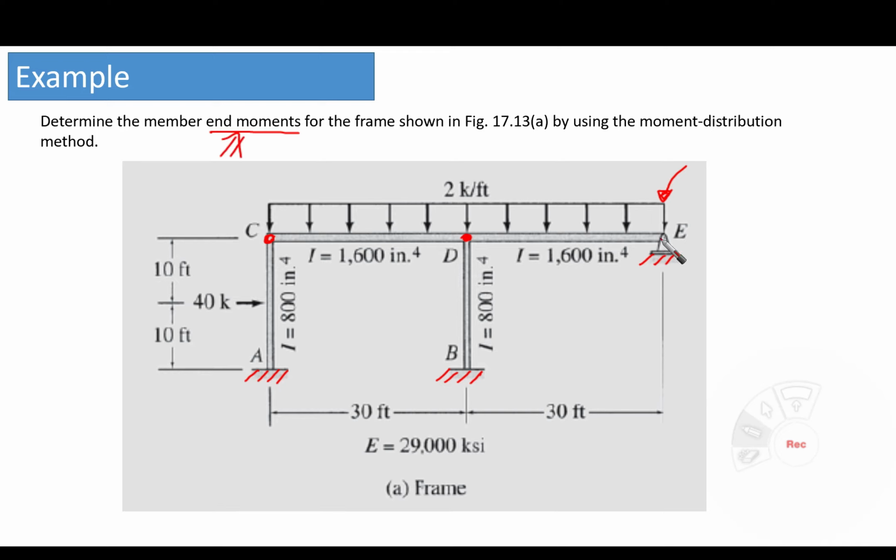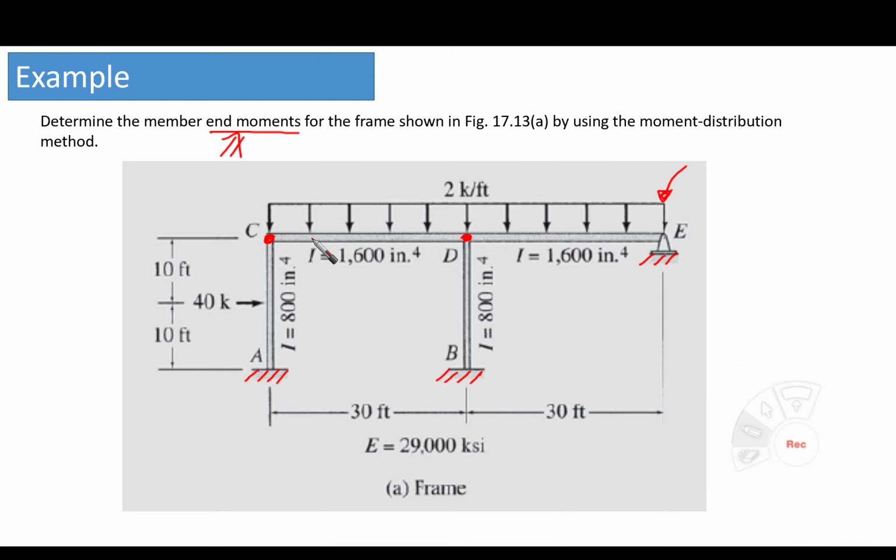So at this member, which is DE, the end moment here is 0 because we have this hinge end. This means that the moment here is 0, so no need to do additional work for this. And for A and B, they are fixed, so no rotation. So here the rotation is 0, but we do not know the moment.